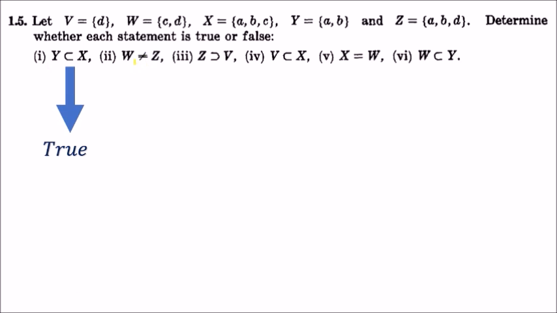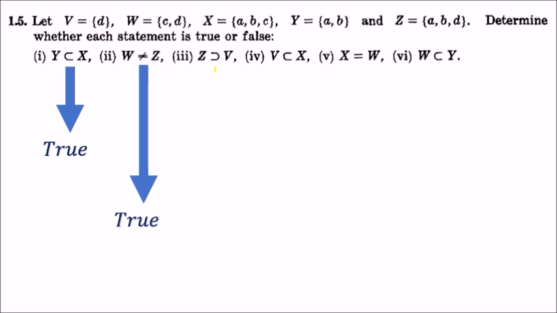For number 2, W is not equal to Z. So, tinignan na natin yung elements nila, no? W here, ang elements niya ay C and D. And then yung Z, ang kanyang elements ay A, B, and D. So, obviously, magkaiba. So, this number 2 is also true. Kasi talagang hindi sila equal.